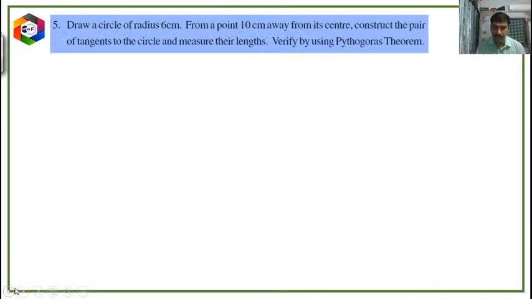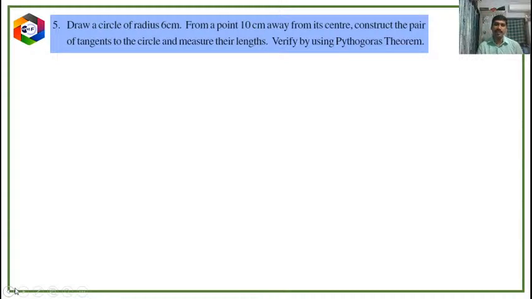Yes, this is again a construction. Yesterday I gave an idea about how to construct a pair of tangents from an external point if the distance is given and the radius of the circle is given. And it is given in one more question. Let us once again discuss that.